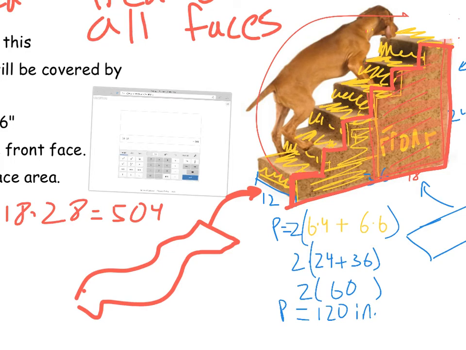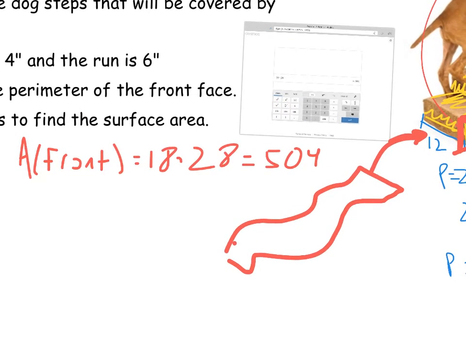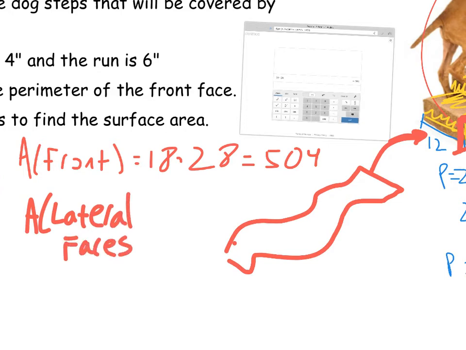This is an important concept we're going to use over and over again. The distance all the way around is the perimeter. And this is what we call the lateral area. That kind of wraps around. So the area of the lateral faces is going to be the perimeter times 12.